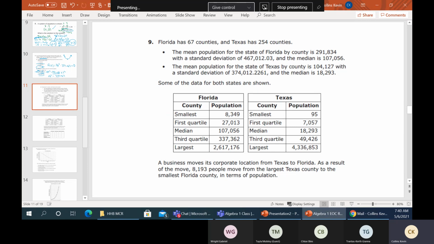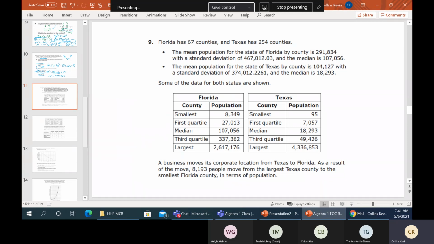All right, so it says the mean population of the state of Florida by county is 291,834, with a standard deviation of 467,000. Wow. Okay, so we need to talk a little bit about standard deviation, what that means. And a median of 107,000. Okay. So the mean population in the state of Texas by county is 104,000. So see, less people per county, but more counties, right? Standard deviation of 374,000 and a median of 18,293. So this is kind of all over the board, isn't it?